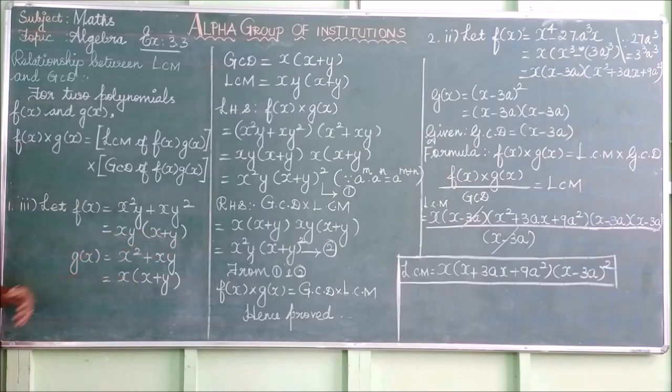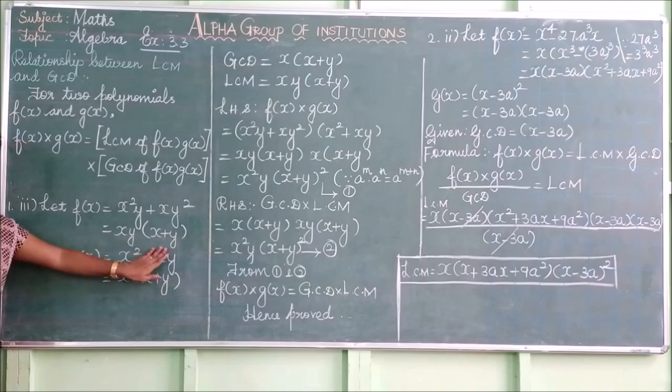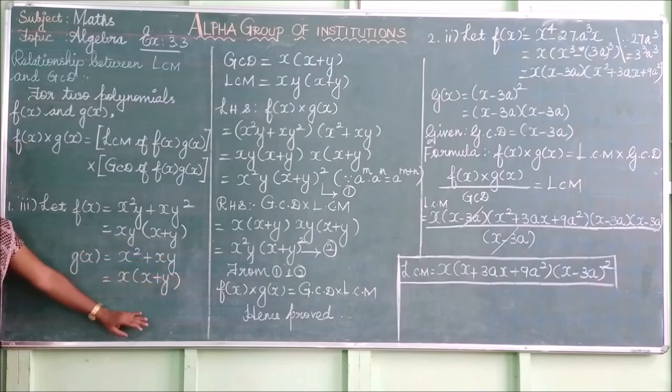Then take another function as g of x, which is equal to x squared plus x y. From these two terms, you have a common term x. So what are the other terms? Here x is the other term. If you take x here, y is the term. So if you take x outside, x plus y is the other term.